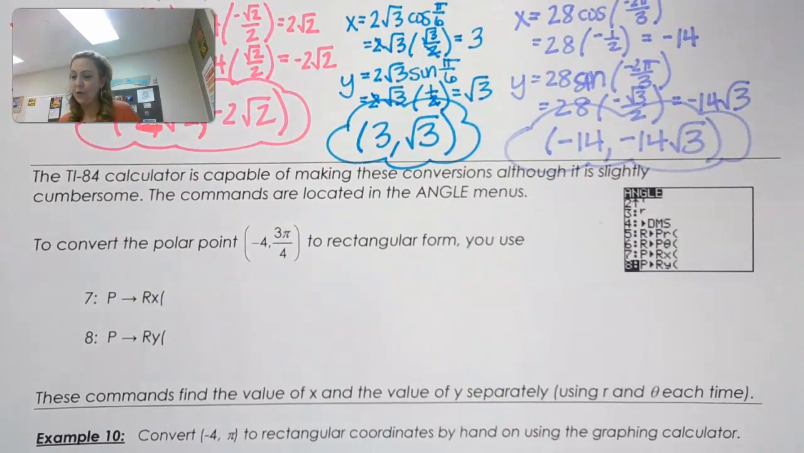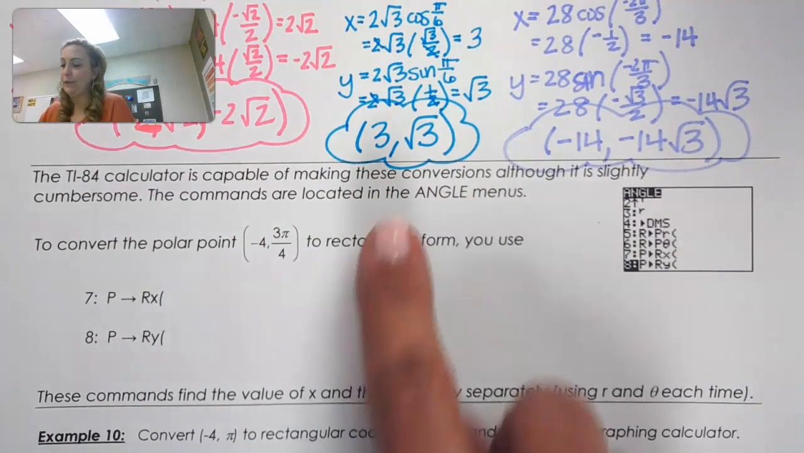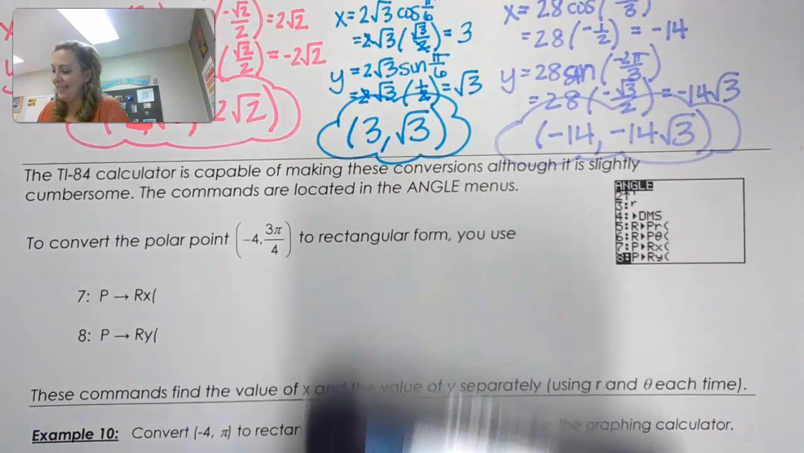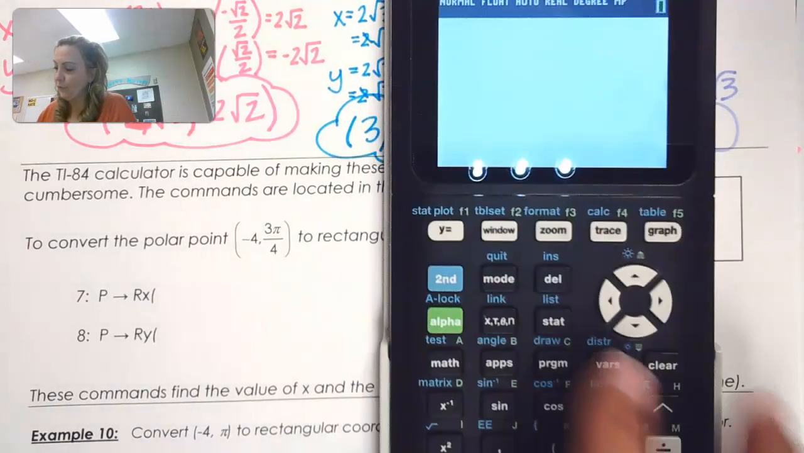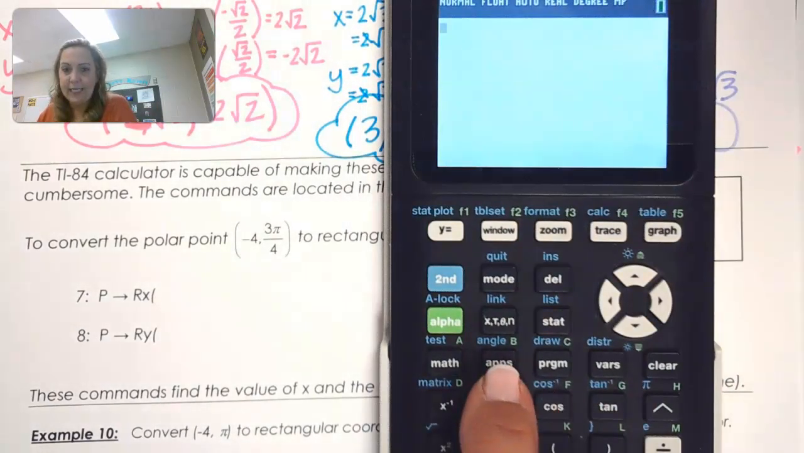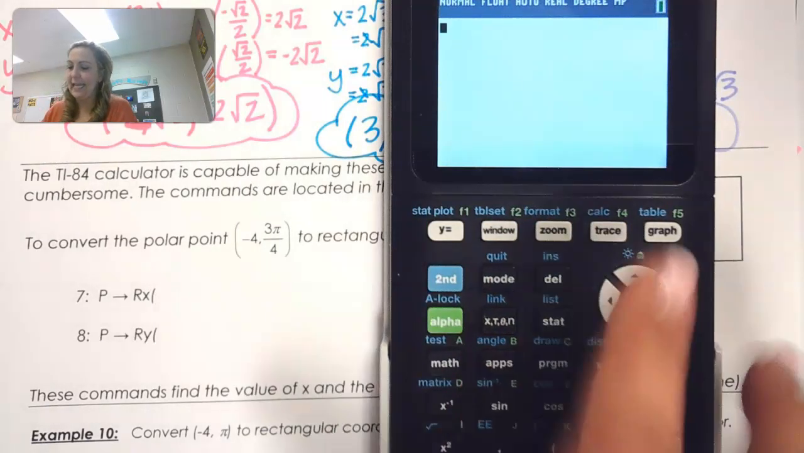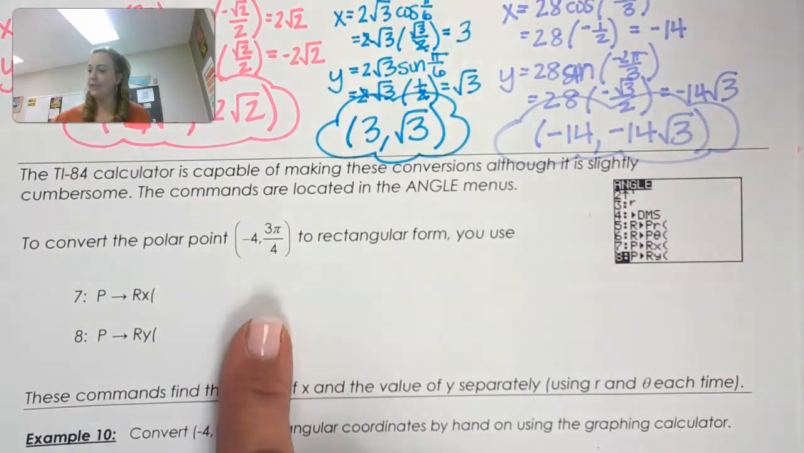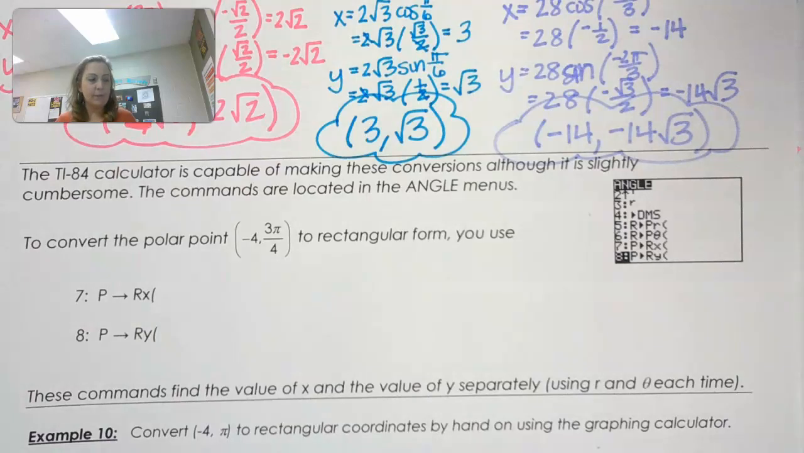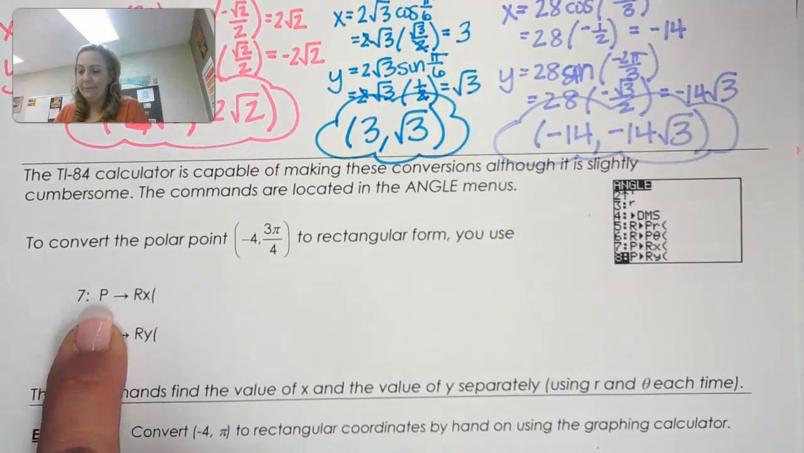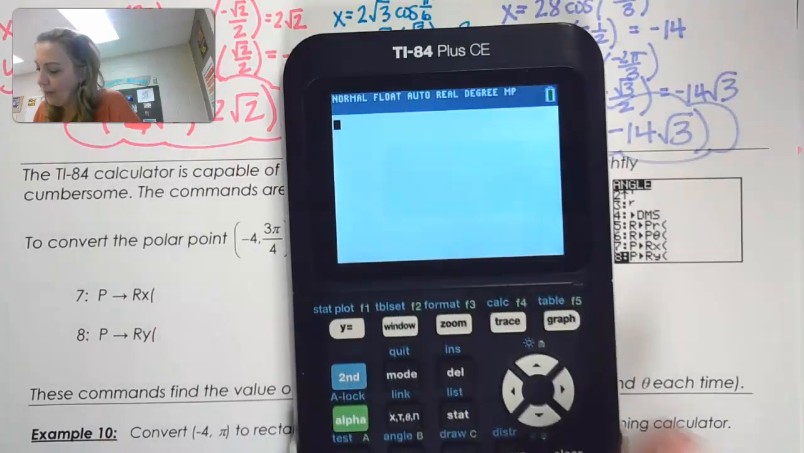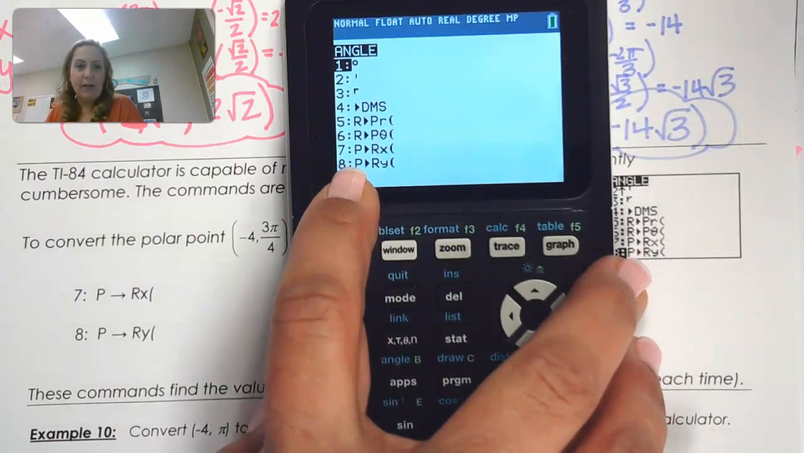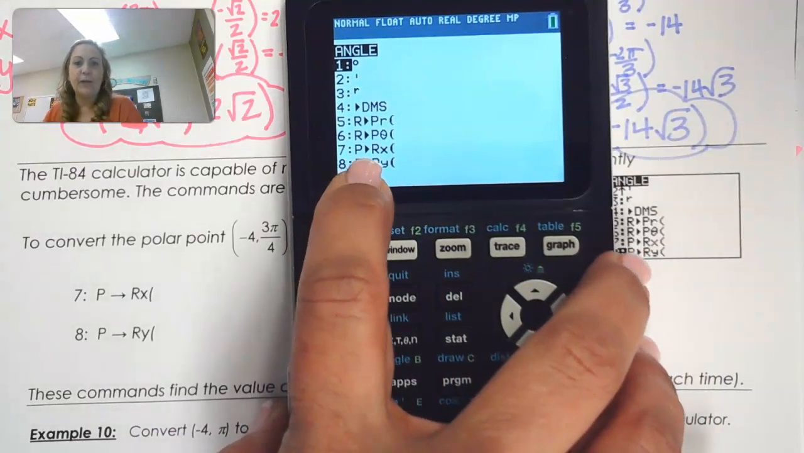Just for kicks, I'll let you know that the TI-84 is capable of making the conversions, although I believe it is much more cumbersome. The commands are located in that angle menu. The angle menu is over here above the apps key, so you'd have to hit second apps to get to the angle menu. So to convert the polar form, we did this in example 7, to convert this polar form to rectangular form, what we would do is we go P and then we go to Rx. So we would have to go to second apps to get to angle. And then do you see how 7 is like polar to rectangular?